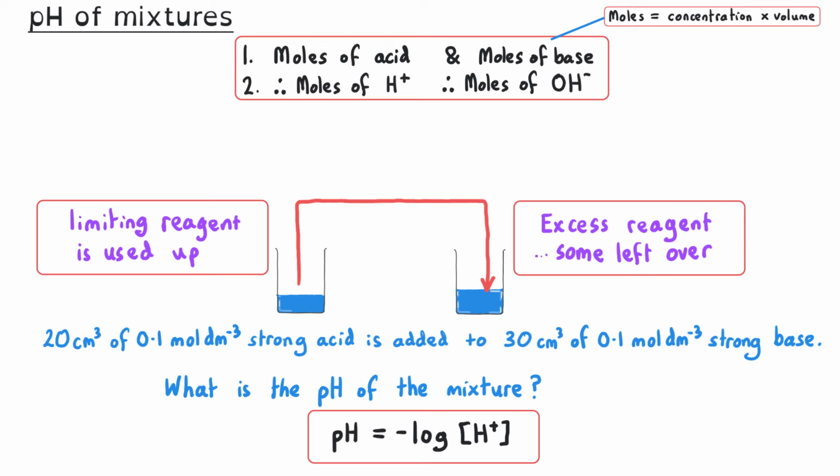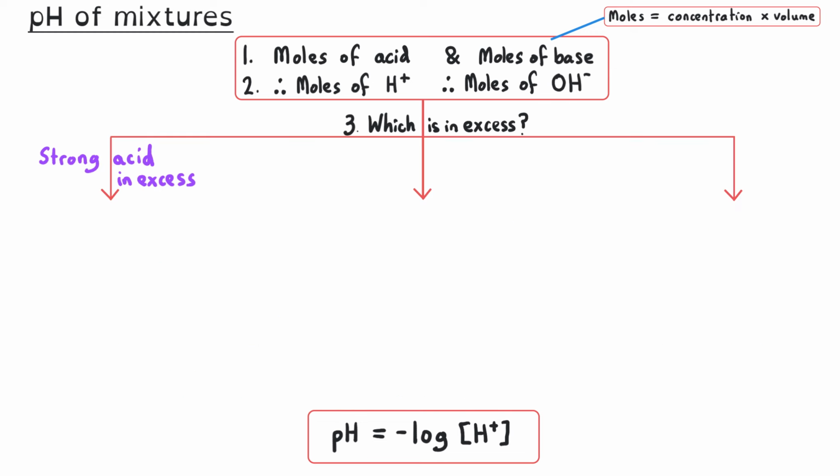And then the next step is to compare the moles of hydrogen ions to the moles of hydroxide ions in order to determine which of the two is in excess, because this influences which of the pathways we then follow. The first of our three pathways is followed if we have a strong acid in excess.